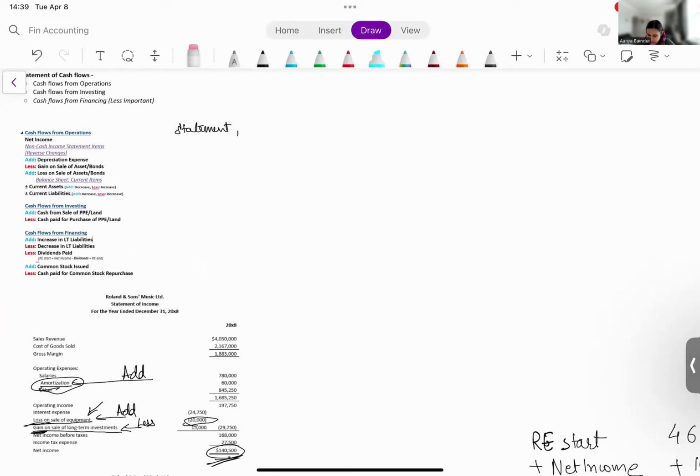But if you're struggling with this question, skip to some other one and then come back to this as the very last question. That would be my recommendation. But either way, cash flows from operations is very easy, so you should be able to do that.